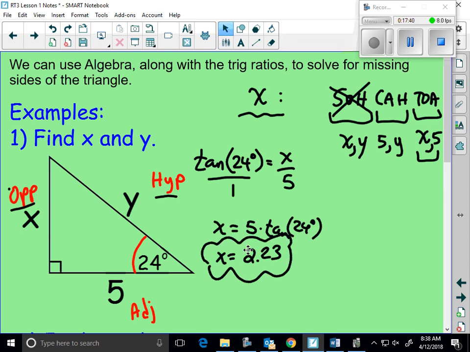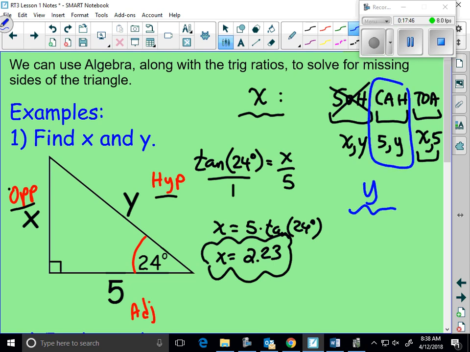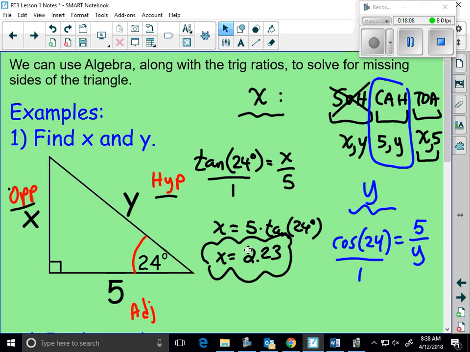Okay, so if I want to find y, I'm going to use cosine, because cosine will use the 5 and the y. So the cosine of 24, how would I set up the right side of this equation? Adjacent, which is 5 over hypotenuse, which is y. I'm going to cross multiply that, and we're going to solve for y.